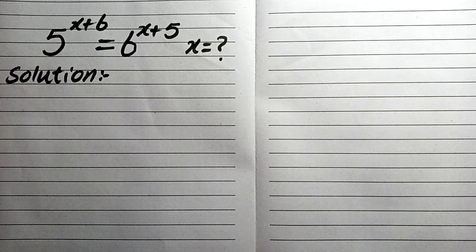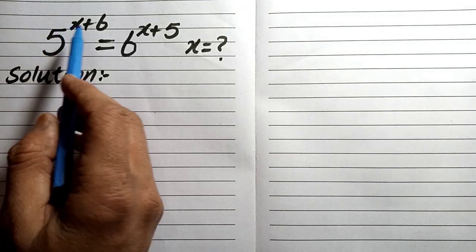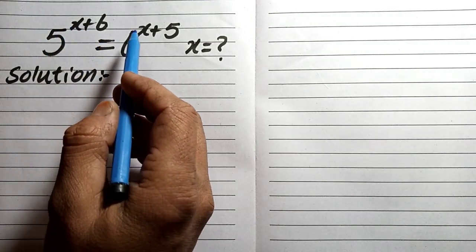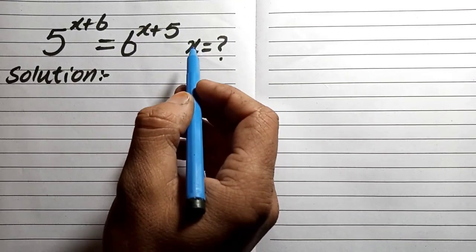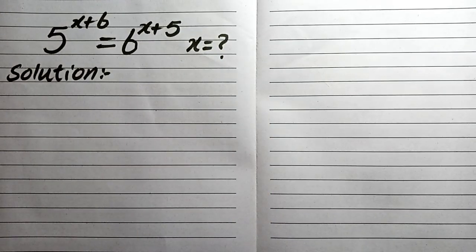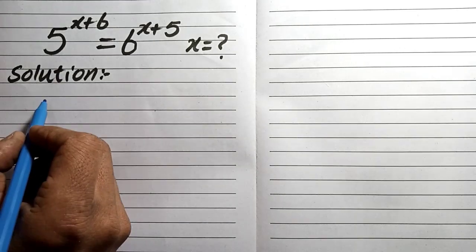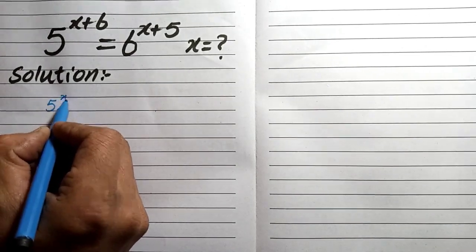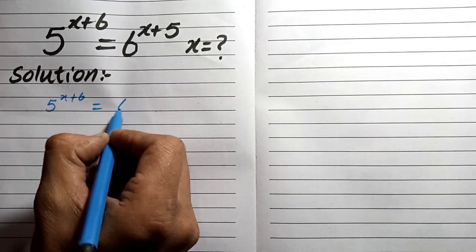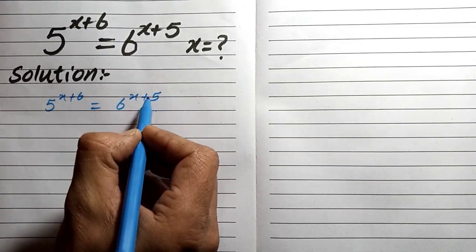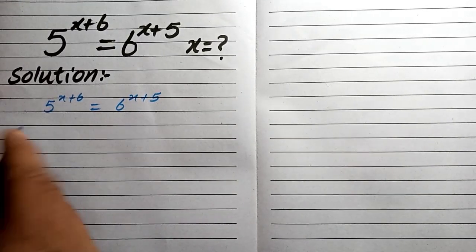In this problem, the question given is 5 power x plus 6, which is equivalent to 6 power x plus 5, and we are finding the value of x. So first of all, here we are using the power rule.